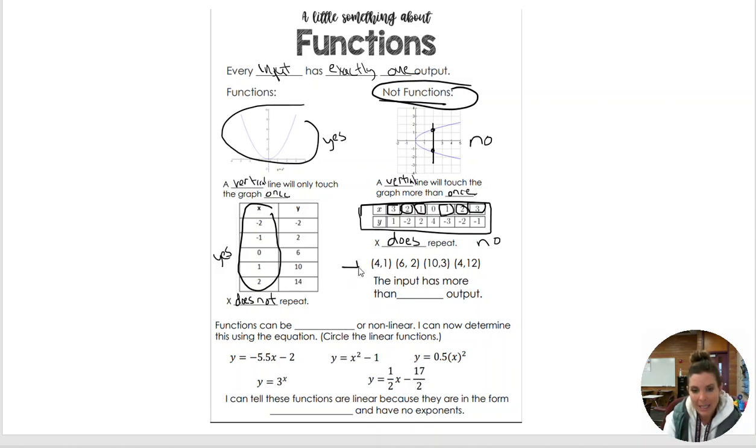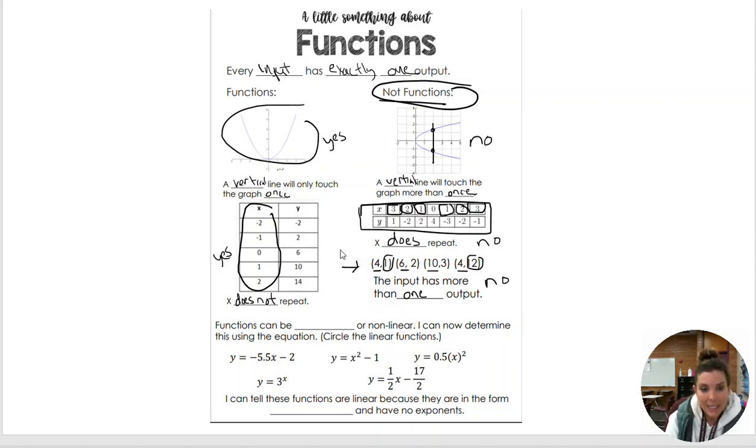When you're looking at a set of ordered pairs, when we look at the x values here, we can see that 4 is being paired with a 1, and it's also being paired with a 12. So that input has more than one output. So again, this would not be a function. Okay, so functions pass the vertical line test. With a function, the x does not repeat, and that is in a table or a set of ordered pairs. If it's not a function, it won't pass the vertical line test. The x will repeat, and the input will have more than one output. Okay, so functions and not functions. I hope that helps remind you about those.